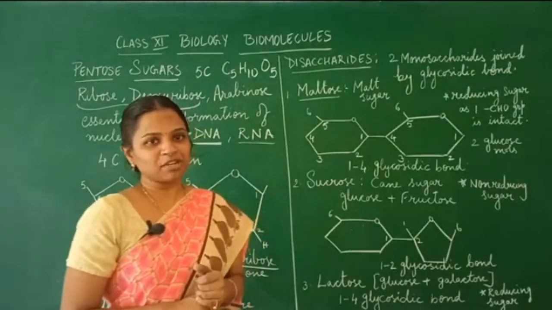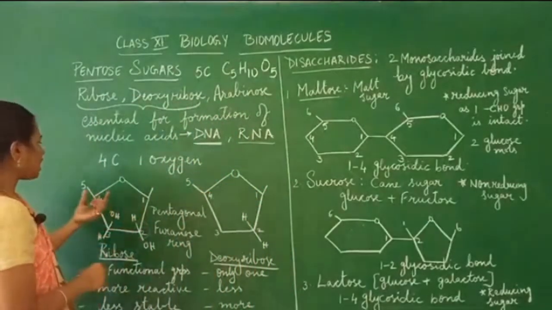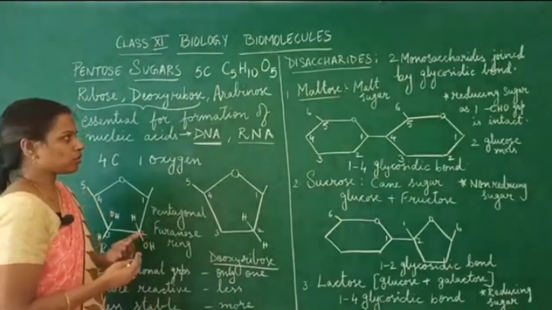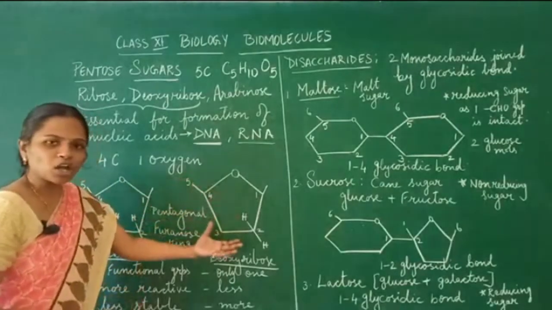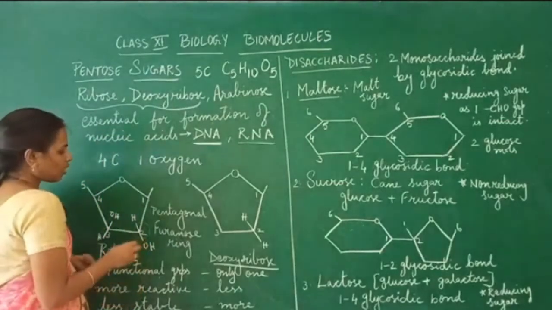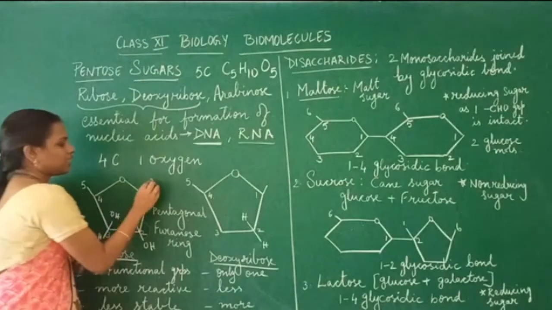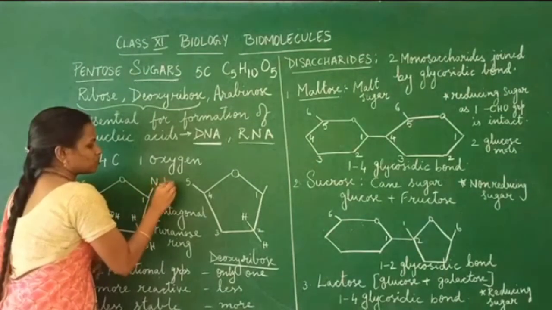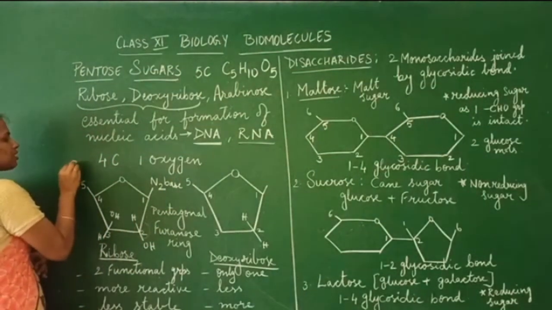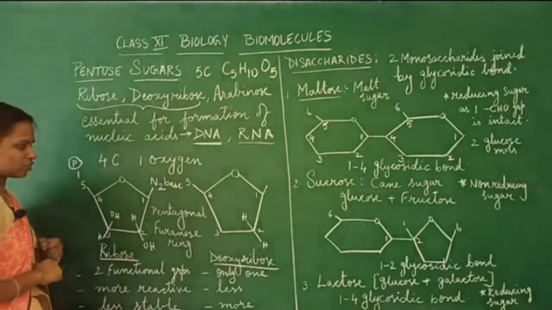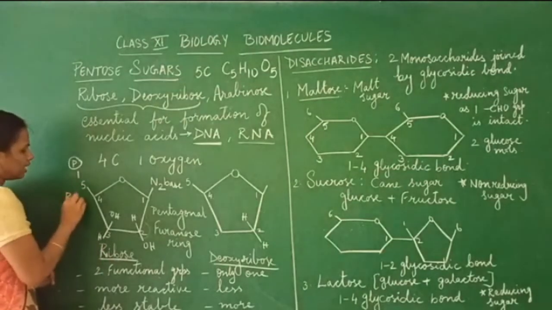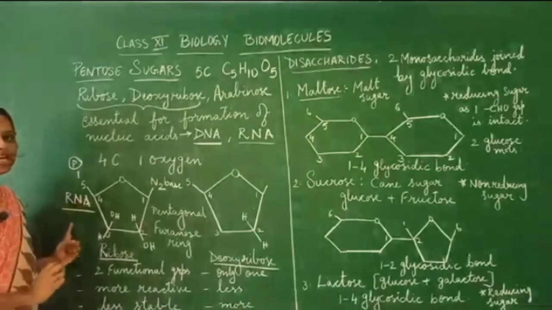Now, most of you might have been wondering why there are separate bonds over here. I just wanted to show you how these sugar molecules are involved in the formation of nucleic acids. In the first carbon atom, there is one nitrogenous base which gets attached, and at the fifth carbon atom, there is a phosphoric acid which gets attached. Then, this ribose sugar becomes RNA, that is nothing but ribonucleic acid.